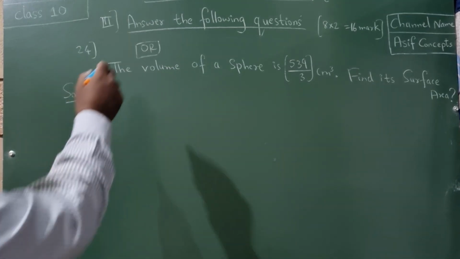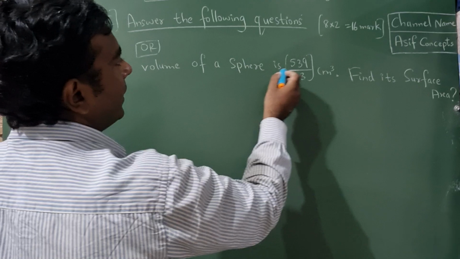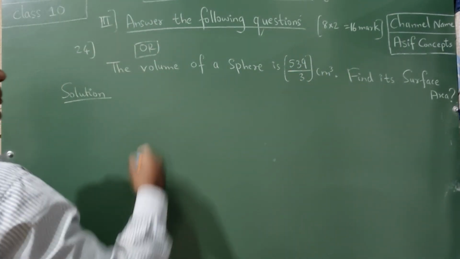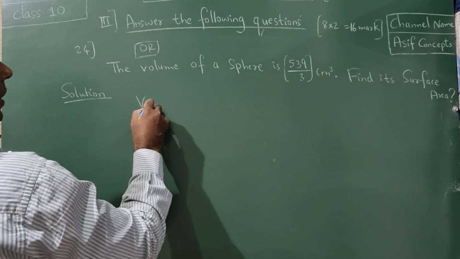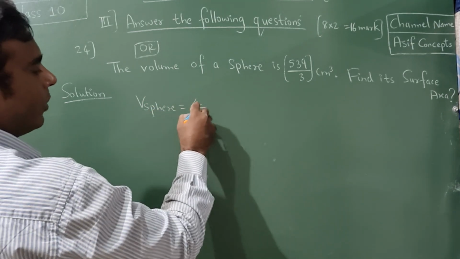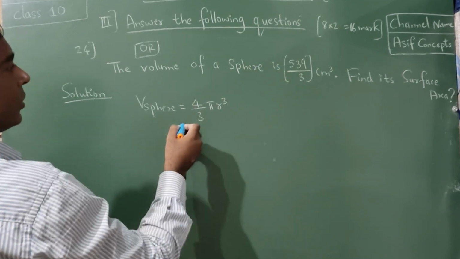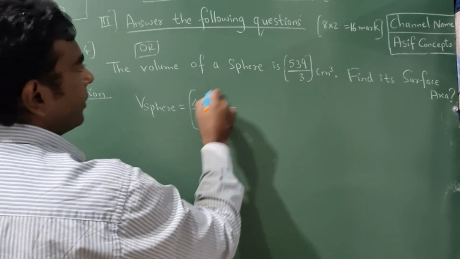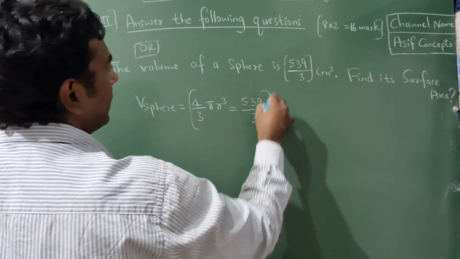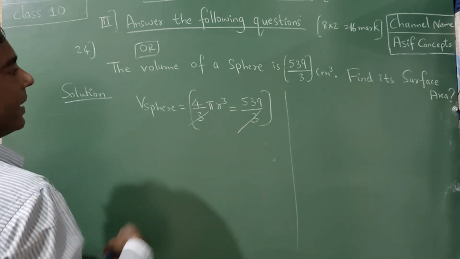Now this is our question in the same 24th. Okay, the volume of the sphere is 539/3 centimeter cube. Find its surface area. Now, what is the formula for volume of a sphere? So it is 4/3 pi r cube. Okay, so this is 539 divided by 3. This 3 and this 3 get cancelled.